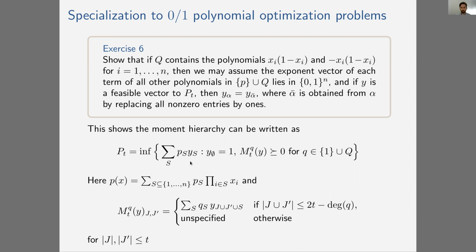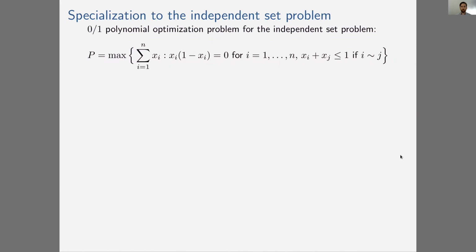And also the objective changes. Instead of summing over exponent vectors, we now sum over these sets. This is going to be very helpful when we go to pointer configuration programs, to use this notation already here. But I want to simplify this even a bit further.